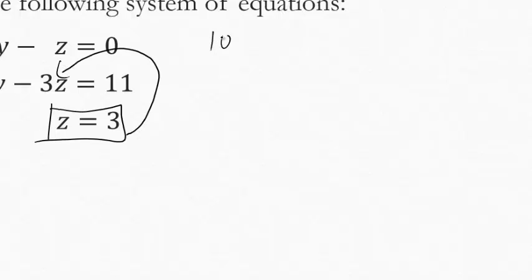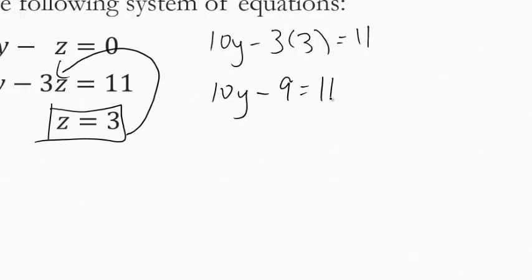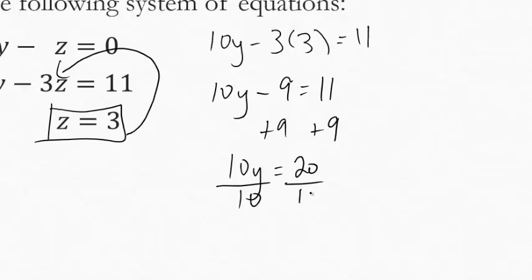So that'll give us 10y minus 3 times 3, 10 times y, minus 3 times 3 is 9, equals 11. Now we want to get 10y by itself, so add 9 to both sides. And that gives us 10y equals 20. Now we want to get y by itself, so let's divide by 10. So y equals 20 divided by 10 is 2. So now we've solved for z and y.